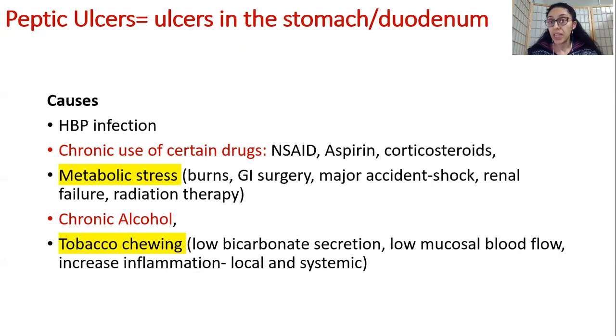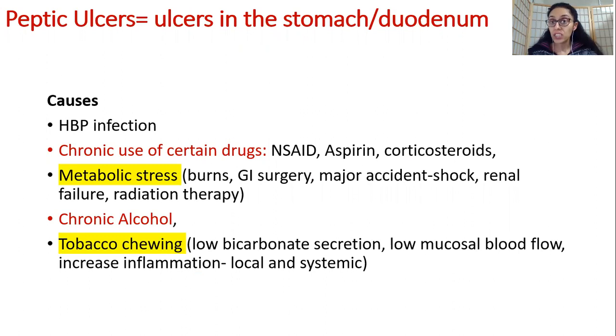Then you have peptic ulcers. Under the canopy of peptic ulcers, you have your stomach ulcers and you have your duodenum ulcers. So with peptic ulcers, again, what are the causes of stomach or duodenal ulcers? They are your Helicobacter pylori infection. There are certain drugs or medications that can cause these kinds of peptic ulcers, which are your non-steroidal anti-inflammatory drugs, NSAIDs, aspirins, and corticosteroids, meaning steroid-based medications.